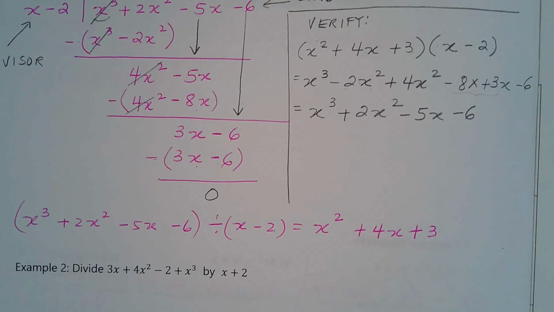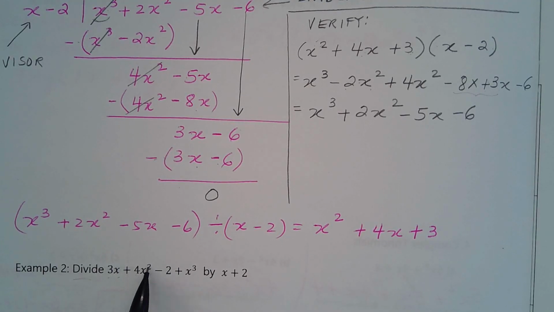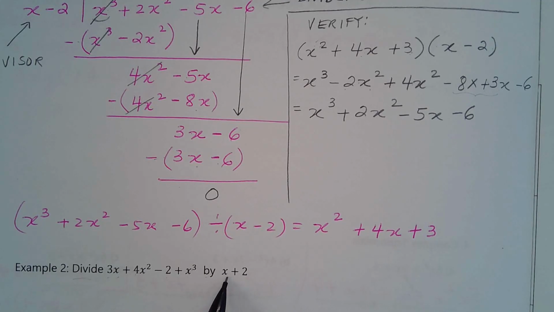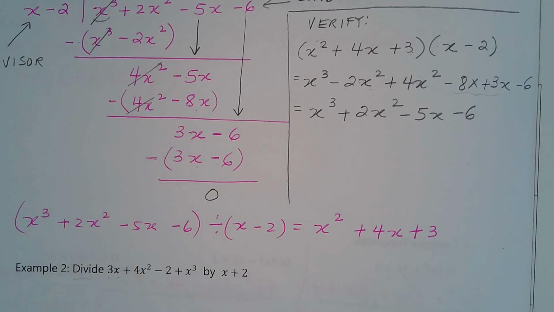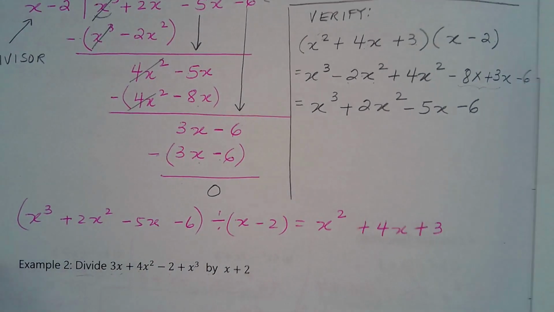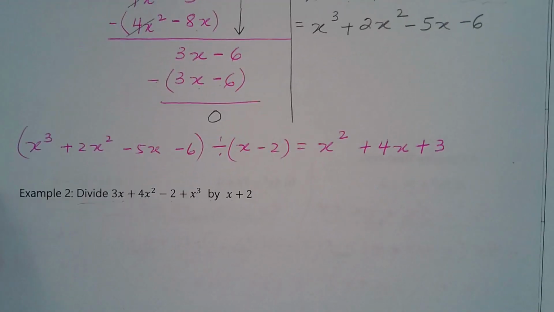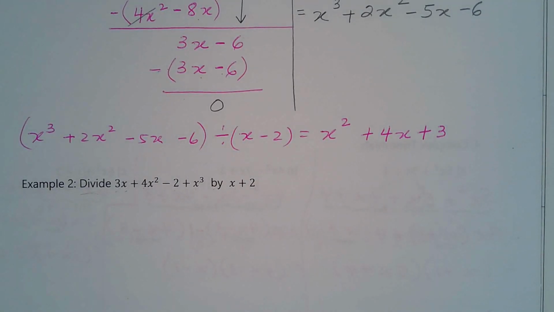Now, what we're going to do is example number 2. Let's see what example number 2 looks like. It says here, divide 3x plus 4x squared minus 2 plus x cubed by the binomial x plus 2. Well, this one here, we have to first organize them in descending order of power, right?